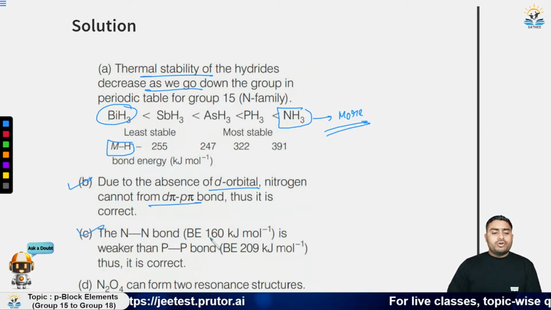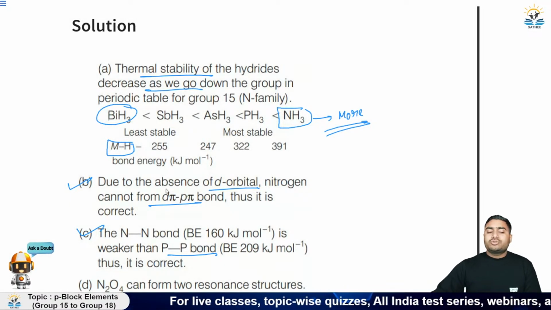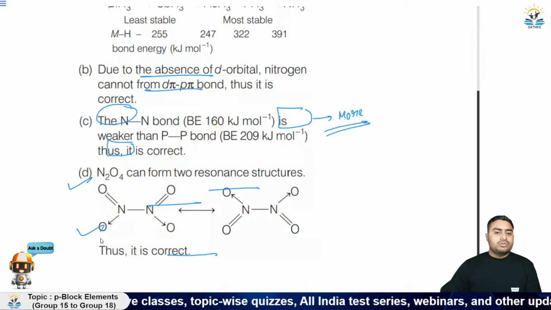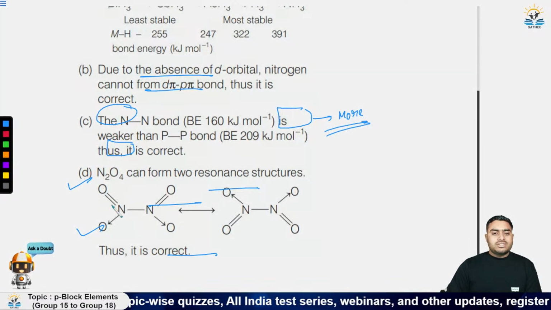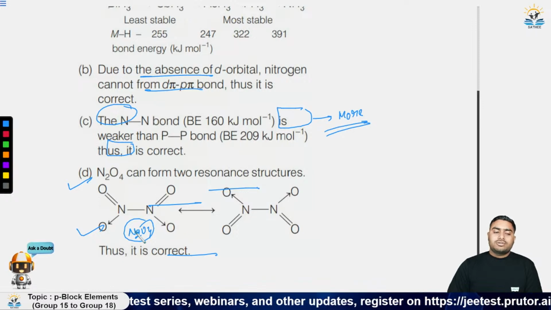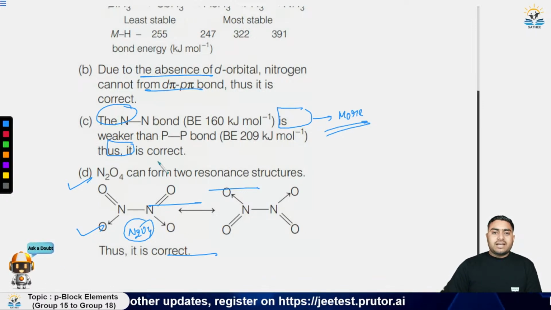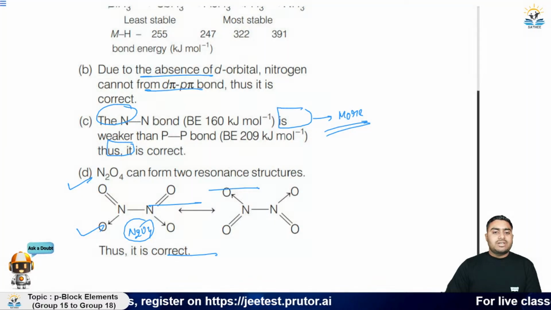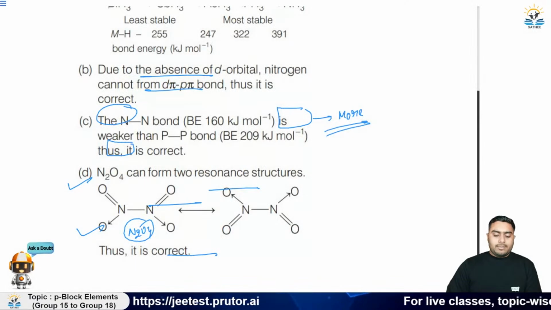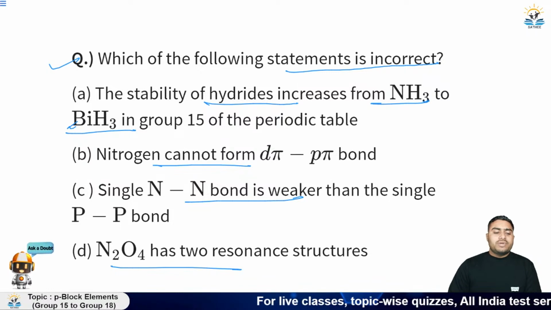The N-N bond is weaker than the P-P bond. You can see the bond energies as well. N2O4 can form two resonating structures. You can see here the two resonating structures of N2O4. This is N2O4 and this is the other. So it is also correct. So what should be the right answer? D is correct, C is correct, B is correct. So what is wrong? Wrong is here, A: the stability of hydrides increases from NH3 to BiH3.